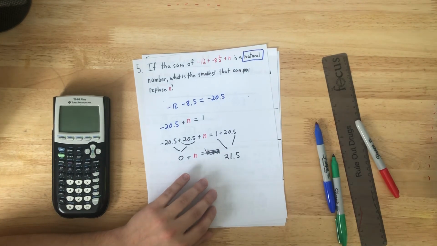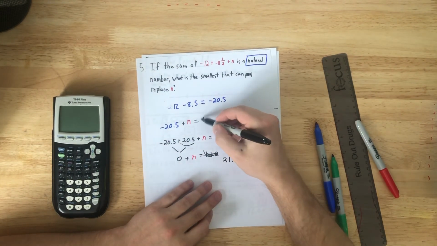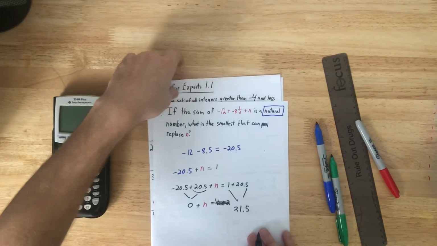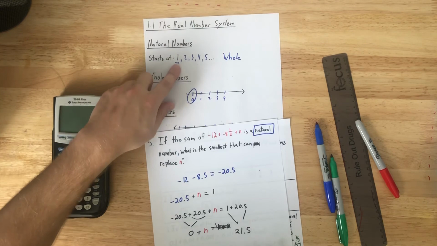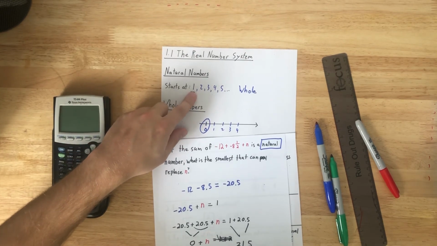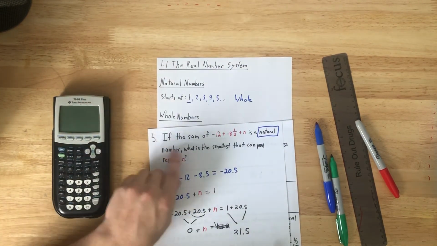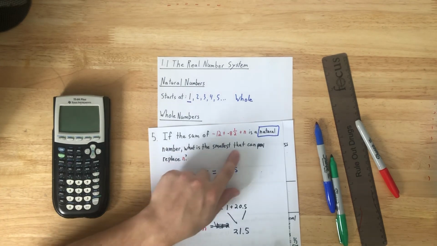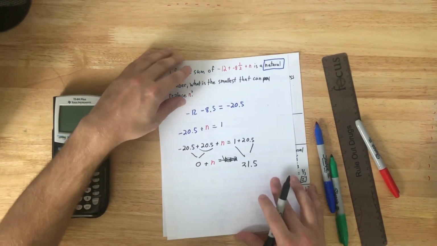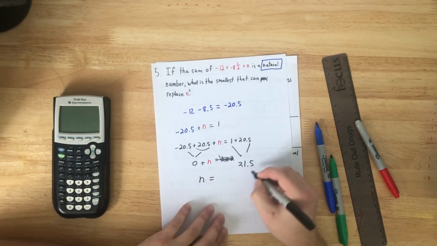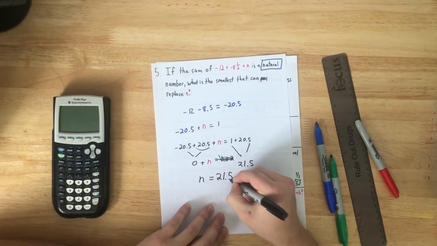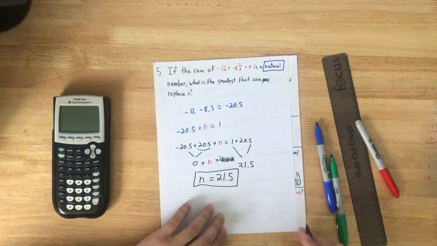That's 21.5. If you're wondering where I got this 1 from, the 1 is from this page here. Our smallest natural number is number 1, so that's what we're looking for. That's what it says: what is the smallest natural number? So 0 plus n equals 21.5. And that is your answer.